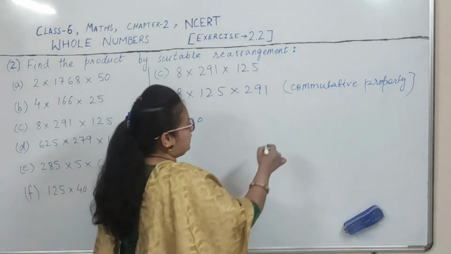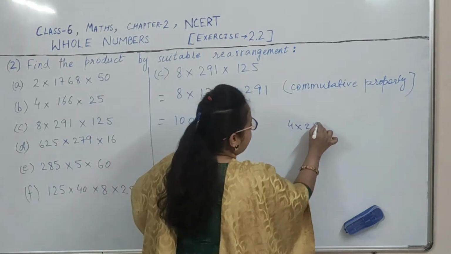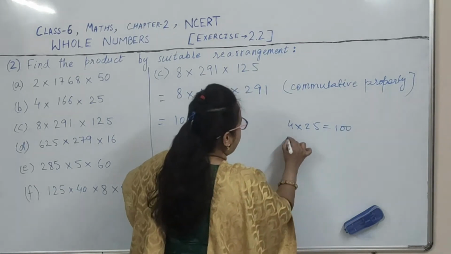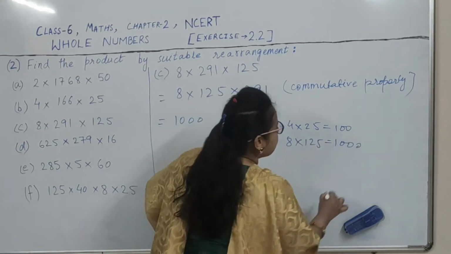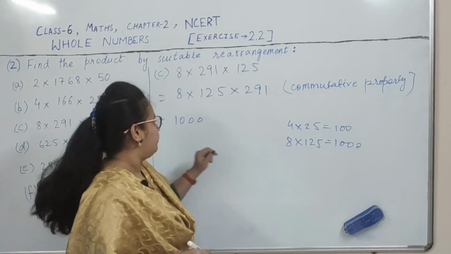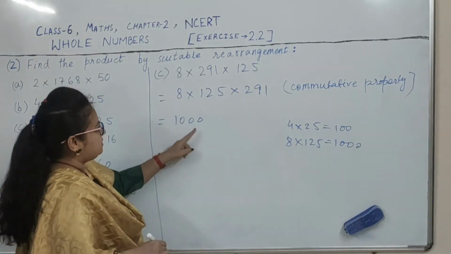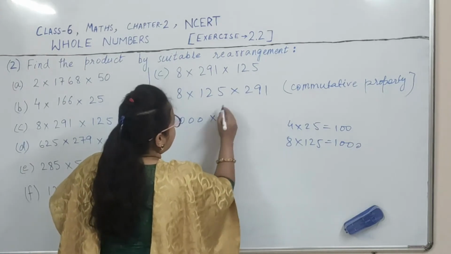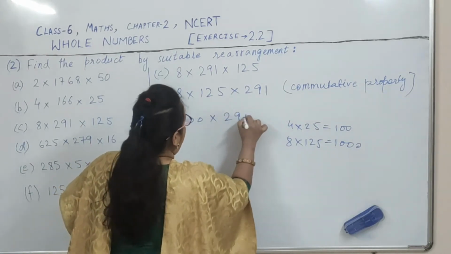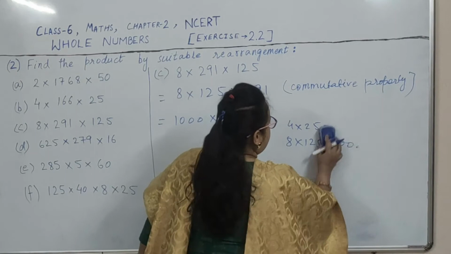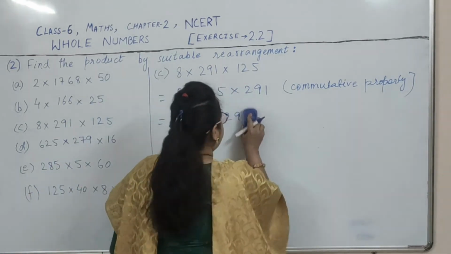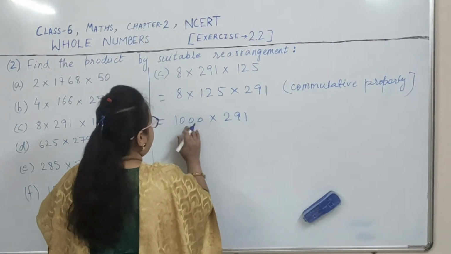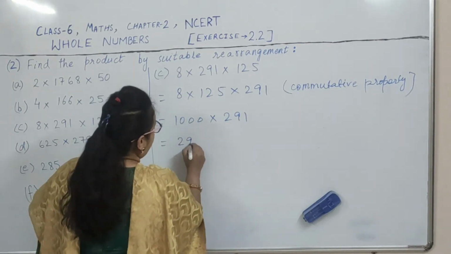These all things like 4 into 25 is equal to 100, 8 into 125 is equal to 1000. You have to remember these now. So 8 into 125 is 1000, and into 291. Now what will be this one? 291 into 1000 will give how much?